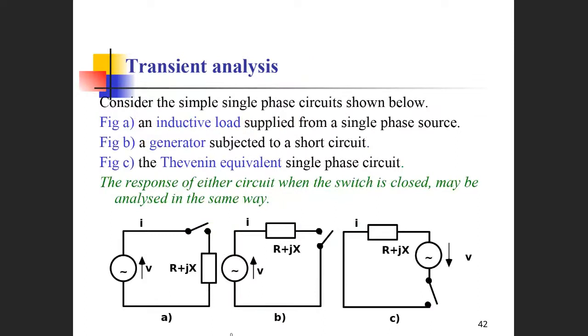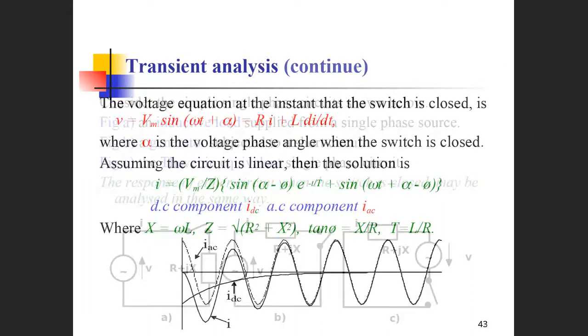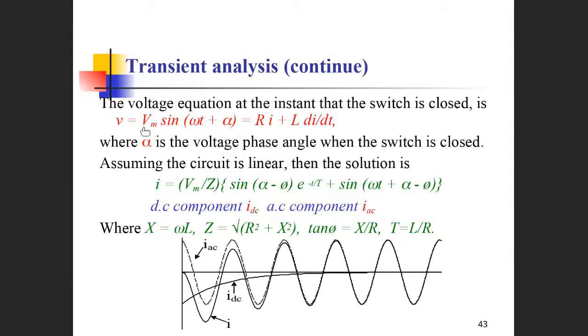So we have a voltage V supplied to impedance R plus jX, and the moment the switch is turned on, current goes through the resistance R and through the inductance L, where omega L will be the X. Then this is Faraday's law, right? Where alpha is the voltage phase angle when the switch is closed.